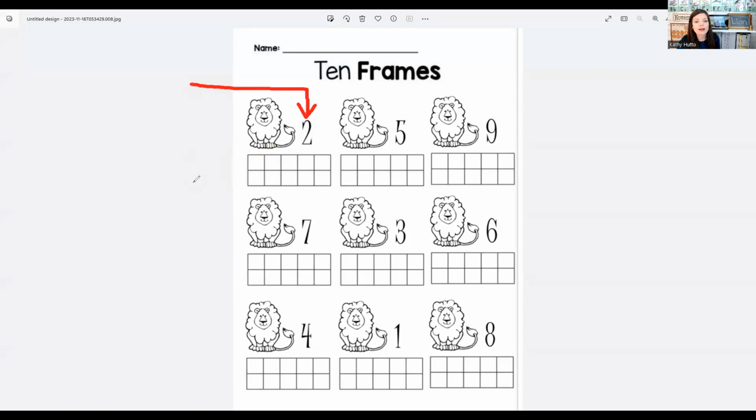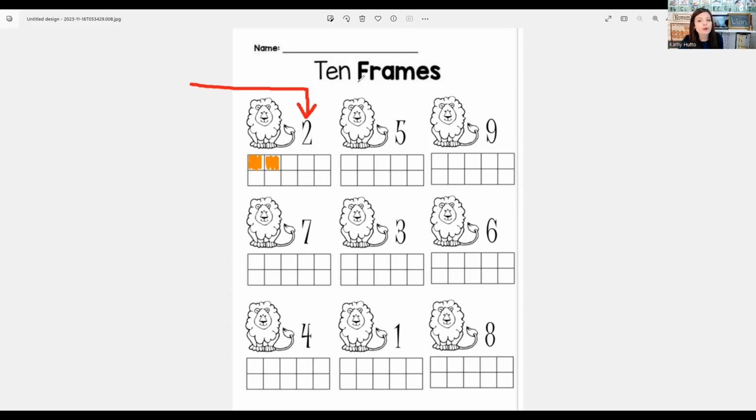All right, so take a look at this number right here. What number is that? That's number 2. So I'm going to color in 2 spaces. 1, 2. Now I'm going to show you how to use this for adding. If you're not ready for adding, then you just recognize the number and then color in that many spaces, and that's all you have to do today for math.